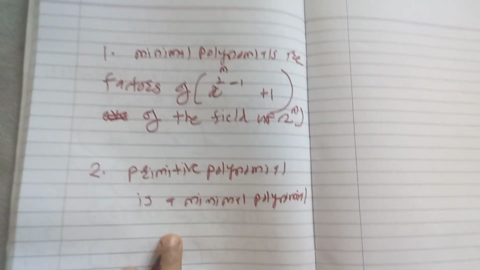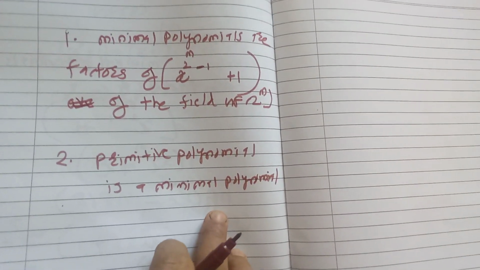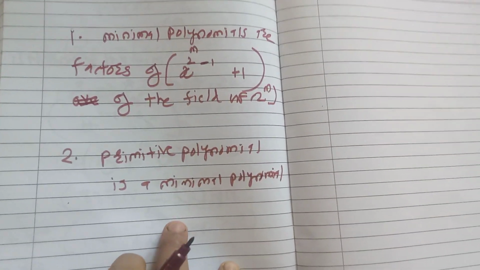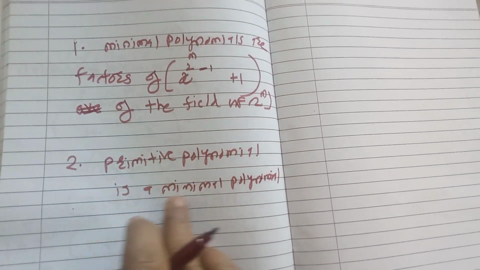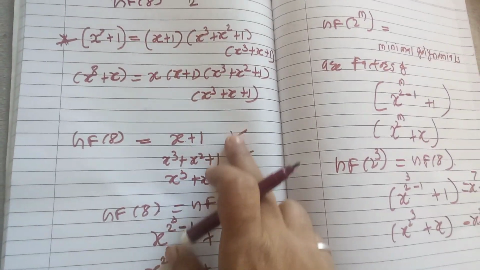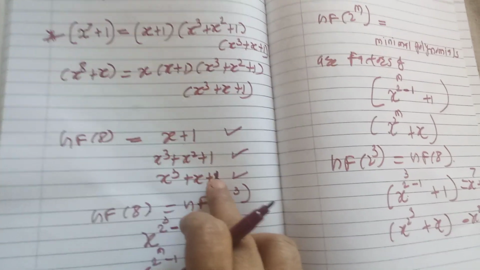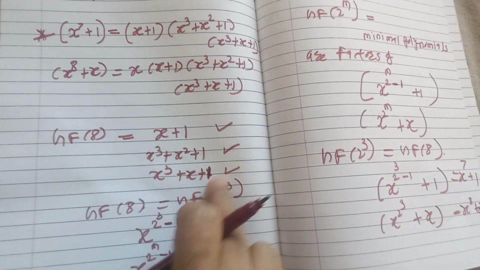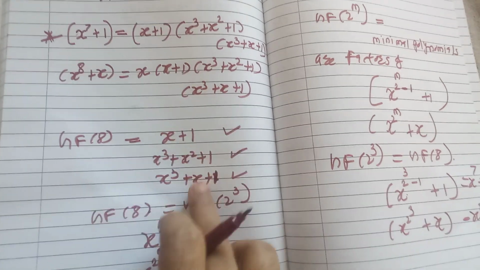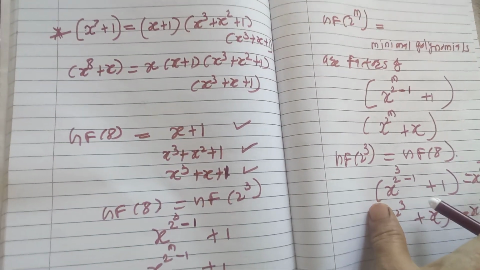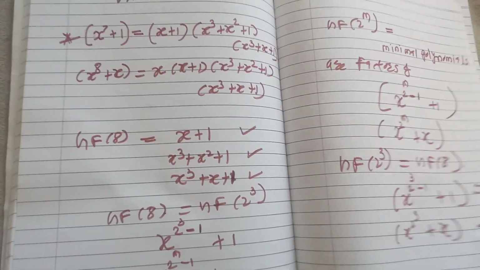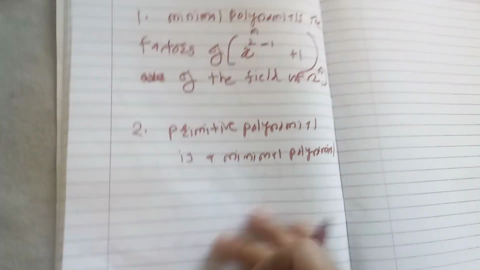That means a primitive polynomial should be a minimal polynomial, but all minimal polynomials are not primitive polynomials. Okay, so a primitive polynomial is a minimal polynomial. That means amongst these, which are minimal polynomials of GF(8), there is one primitive polynomial. Now, what extra features does a primitive polynomial carry? That we are going to see.